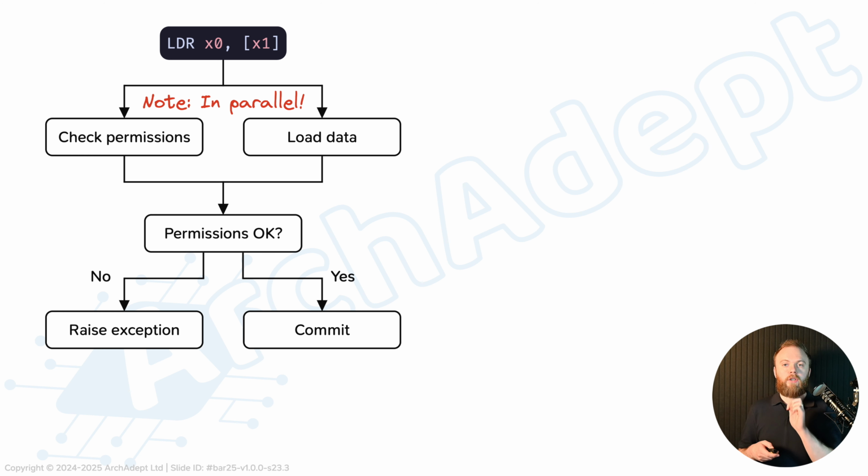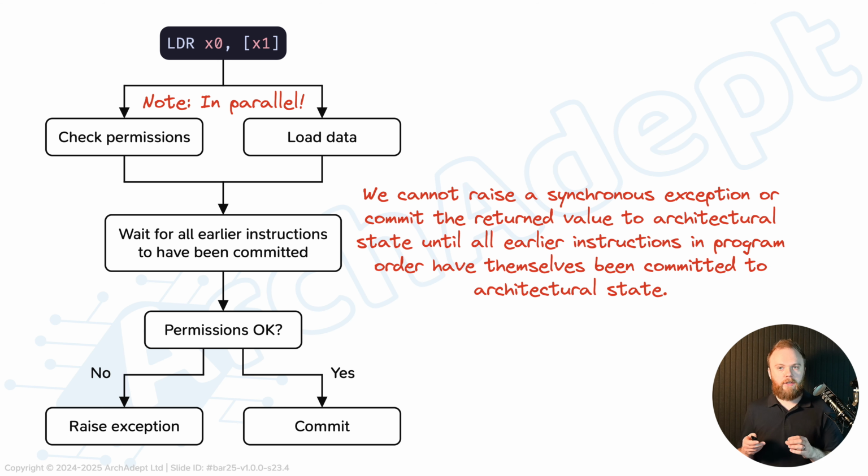However, we're actually missing an important detail from this flowchart here, and that's the fact that we can't actually raise an exception, nor commit the result of the load to architectural state until all prior instructions have themselves been architecturally resolved. And this makes sense, right? So we may have reordered this load before some earlier load, and then that earlier load ends up generating its own synchronous exception. In that case, this load will be one of those in-flight instructions that gets abandoned from the pipeline while the CPU synchronizes context.